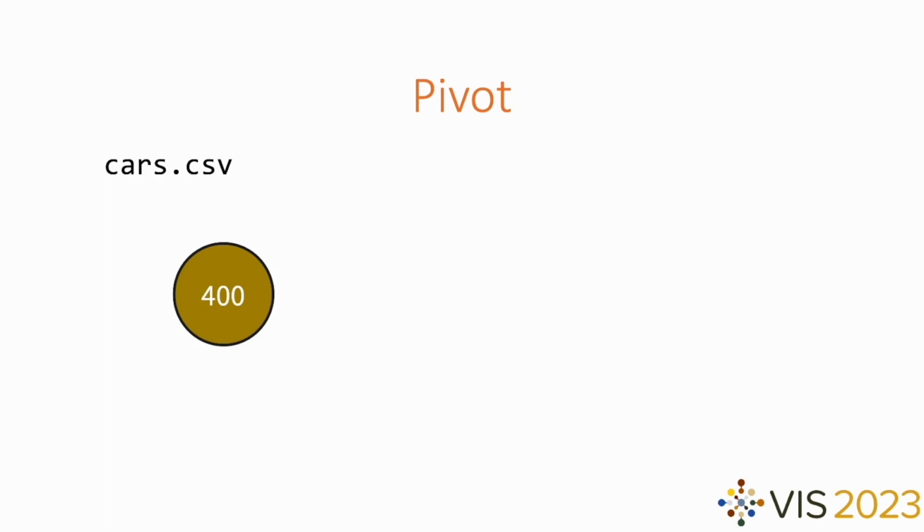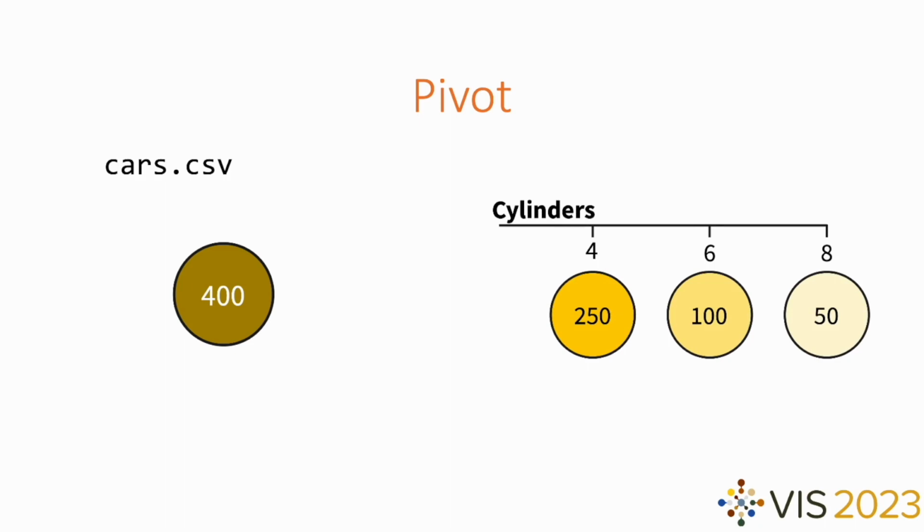The first one is pivot. Pivot splits a supernode into n disjoint supernodes. For example, we could imagine pivoting a dataset of cars based on the number of cylinders, resulting in 3 new supernodes.